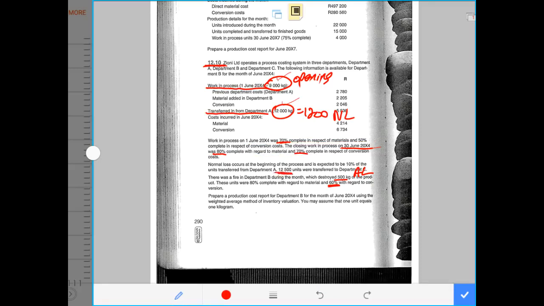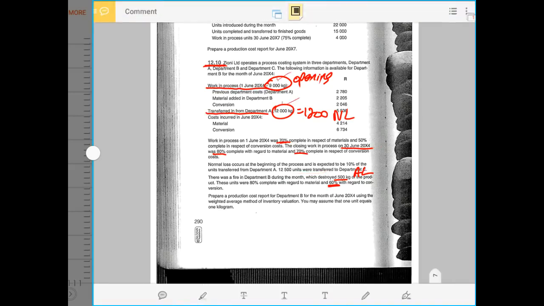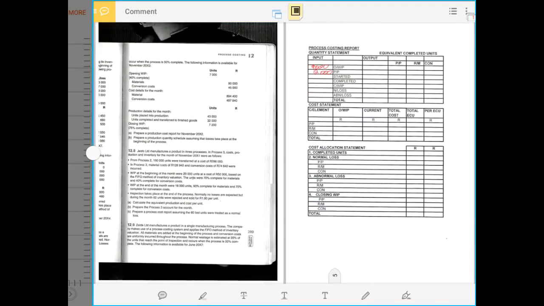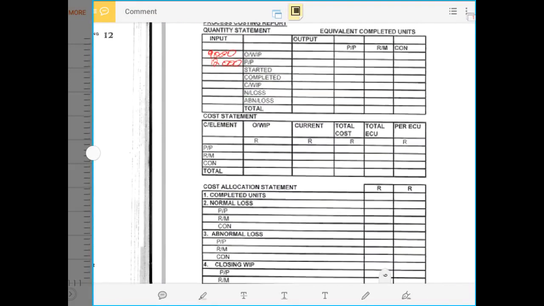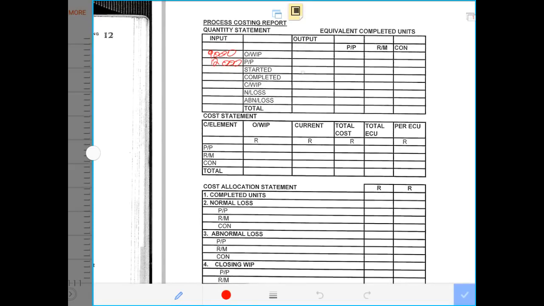And we are also aware of the fact that 12,500 units were transferred to Department C. So now these are the finished units that will be recorded to all the other columns under the finished products. So now under completed, we record 12,500 units. It will be 12.5 throughout.